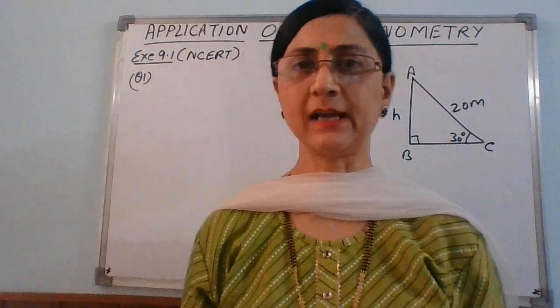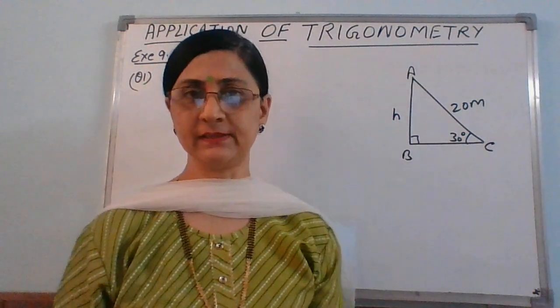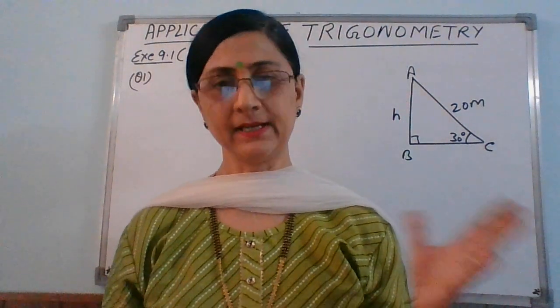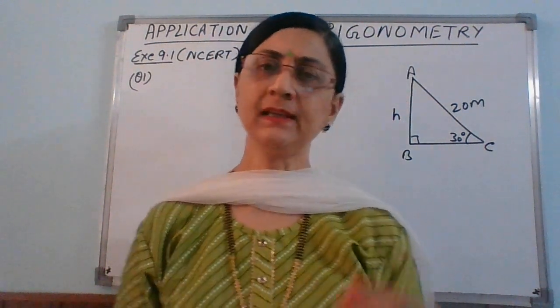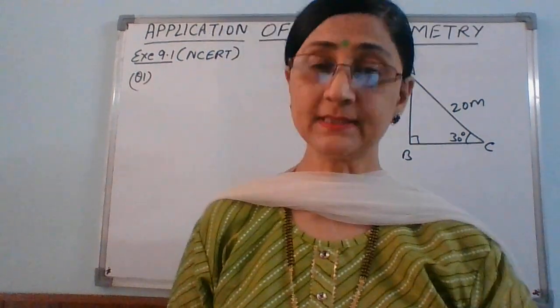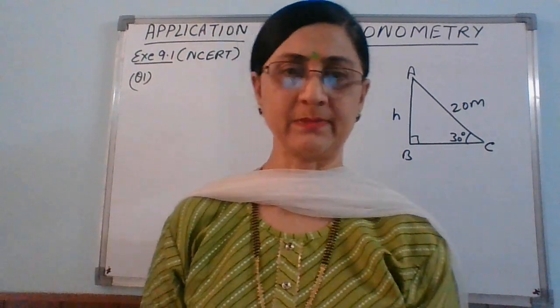In trigonometry, we know that we have to draw a triangle, right? Some two sides are given, or one side is given, one other side is asked, some angle is given, right? So now I'm explaining some questions from NCERT exercise 9.1. The statements are very big, so I'll just read that question and I'll explain, right?